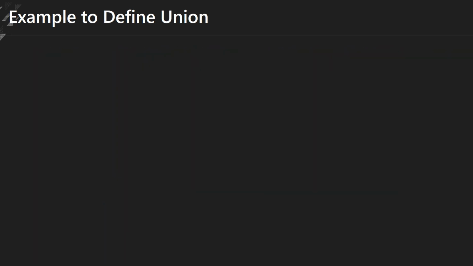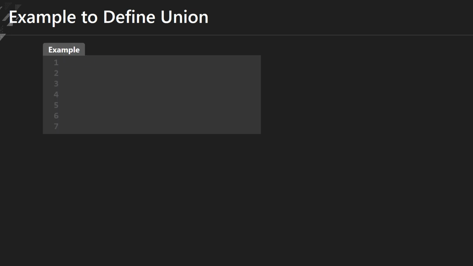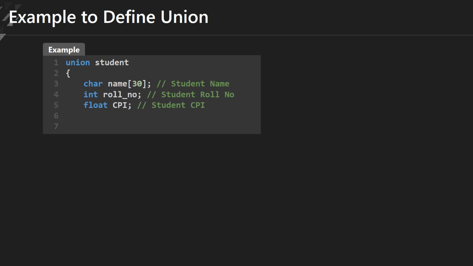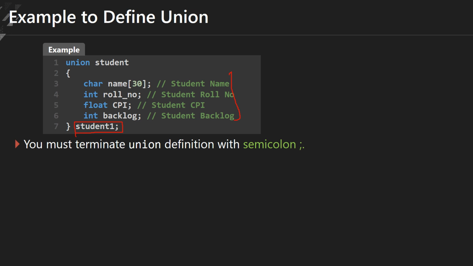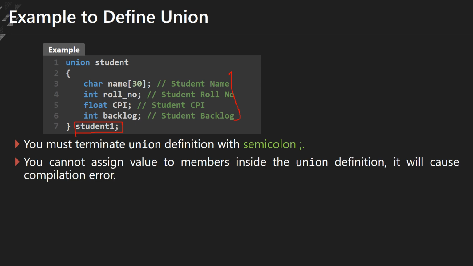Let us see this union through an example of how it works, right? Look at that. I have a union created for a student. A student can have a name, roll number, student CPI, and backlog. These are the members of the union, and we create an object of the union student, that is student1. Then you must terminate it with a semicolon.